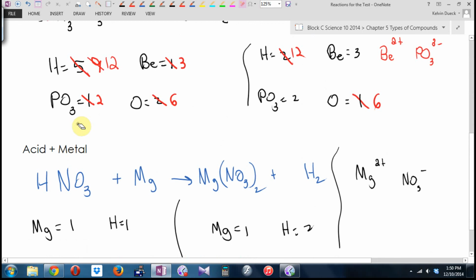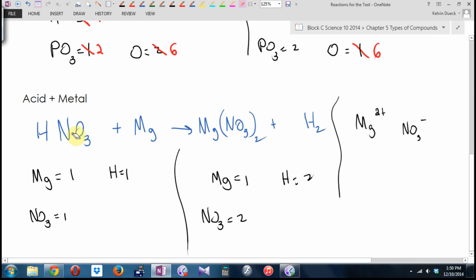And then if you look, acid plus metal is very similar, but because this doesn't have an OH to form water, the hydrogen is just left by itself. I don't get H2O, I just get H2, but the metal combines with the non-metal from the acid. Okay? Let's keep going. I haven't balanced yet, I don't think.